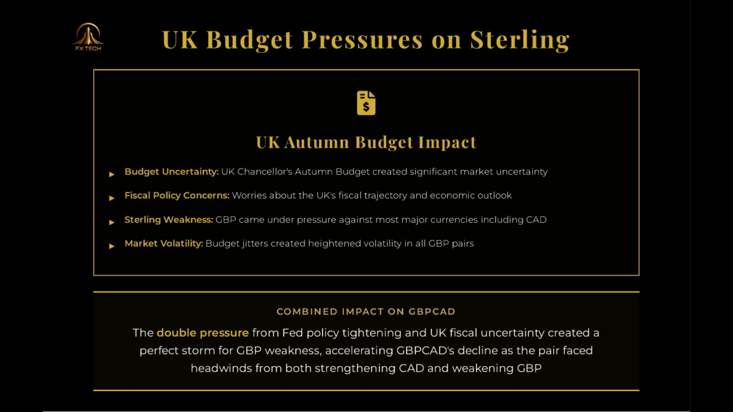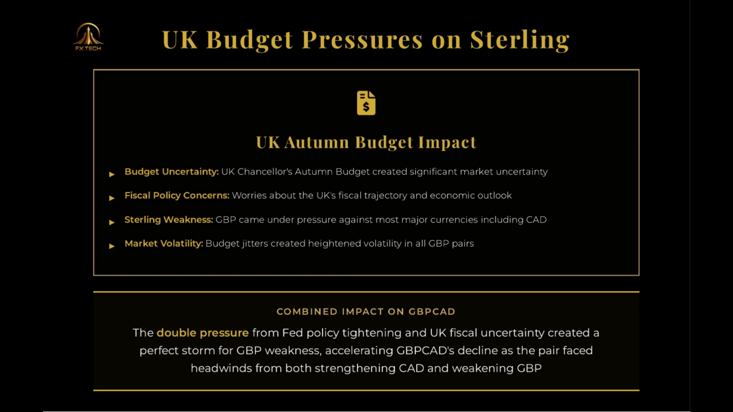The UK autumn budget announcement created additional headwinds for the British pound during this period. The UK Chancellor's budget created significant market uncertainty as investors worried about the country's fiscal trajectory and economic outlook. Budget-related concerns about increased government spending and borrowing put pressure on sterling against most major currencies, including the Canadian dollar. The fiscal policy uncertainty, combined with ongoing concerns about UK economic growth, created volatility in all GBP pairs. Market participants expressed jitters about the budget's implications for inflation, interest rates, and overall economic stability.